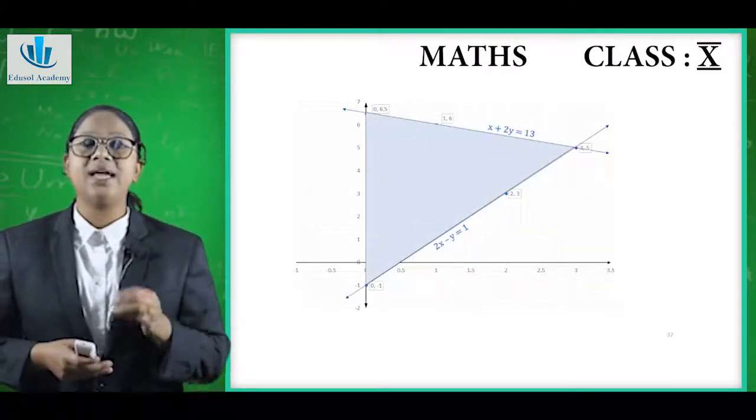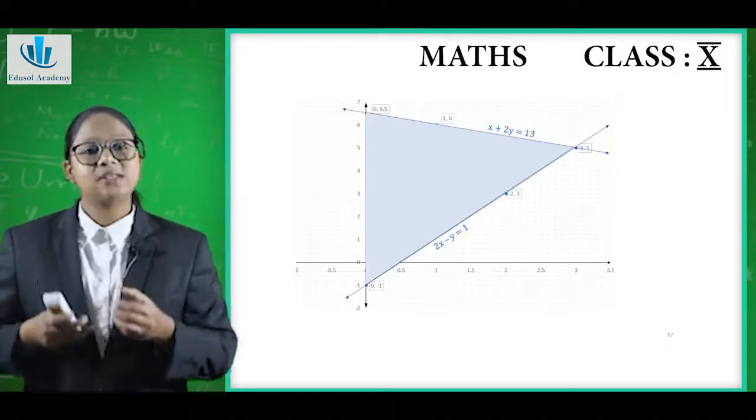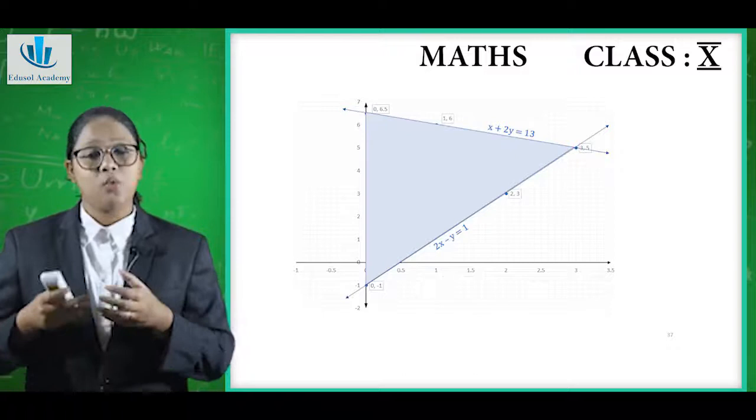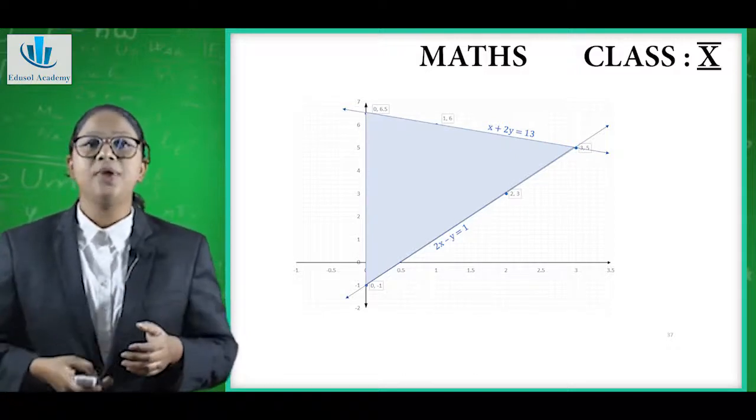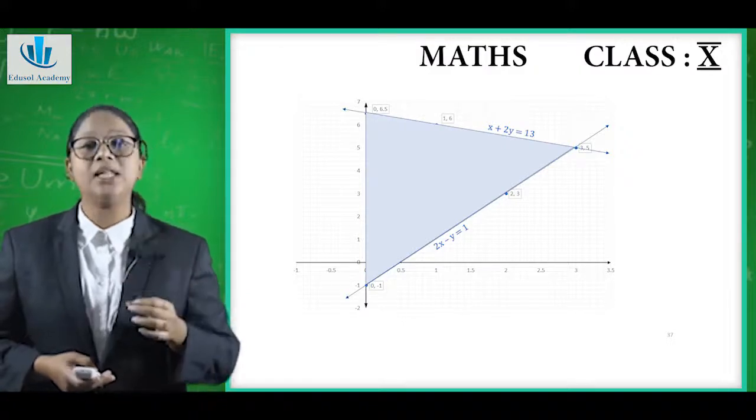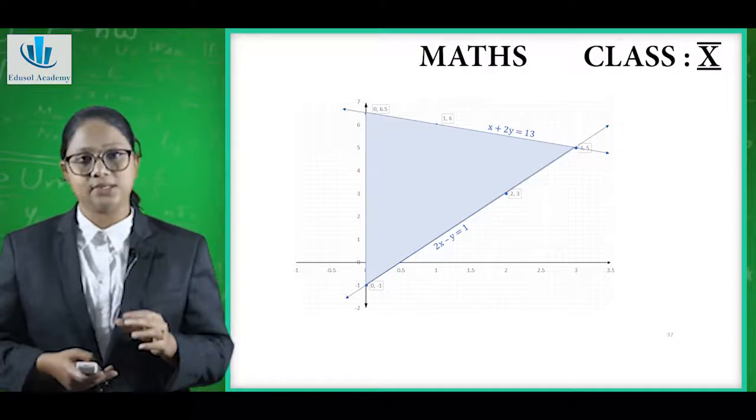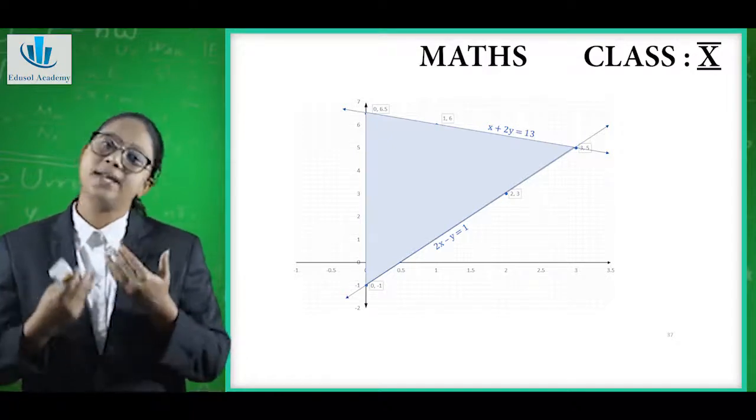2x minus y is equal to 1. Write that down. Tabulate the values. x plus 2y is equal to 13. Write them down and tabulate the values. Now the graph will look like this, and always, always after drawing the lines, write the corresponding equations above or below the lines so that we can easily identify it.